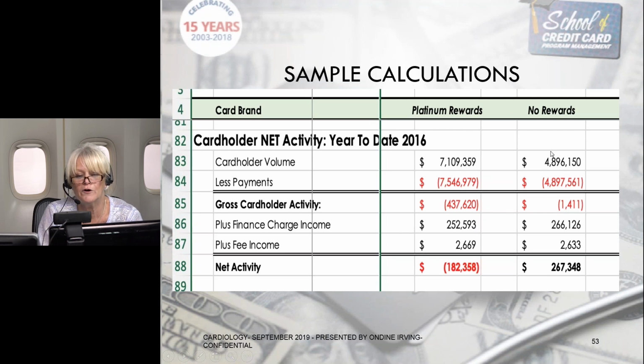Go to the no reward program. Payments exceeded sales by only $1,400. But guess what? Finance charge and fee income added back in shows the growth of 267,000. So in this particular instance, the no rewards program grew, the platinum rewards did not.